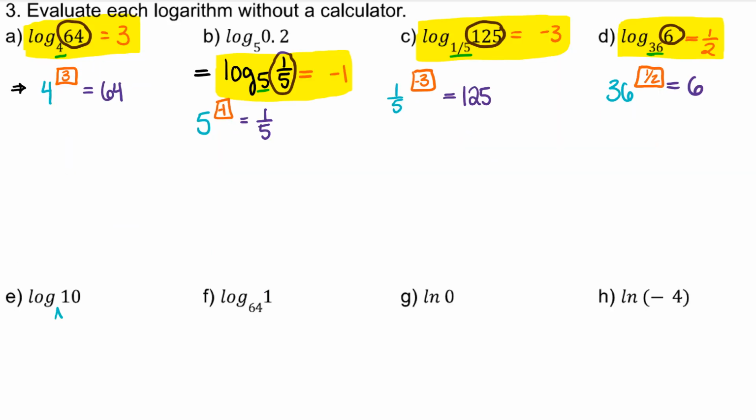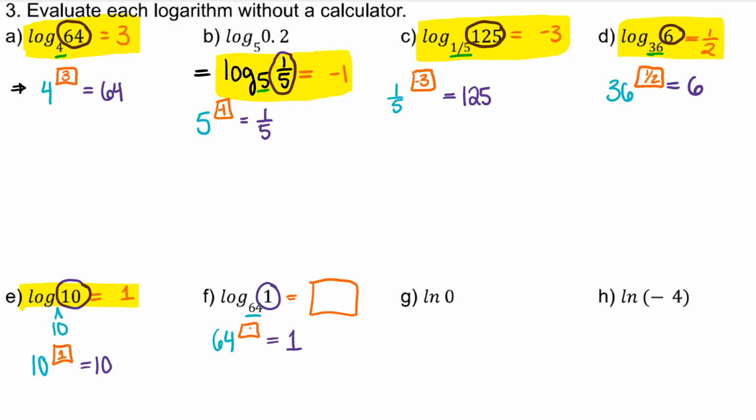Remember that a log with no written base has a base of 10. So this is asking 10 to the power of what is equal to 10? That would be 1. Part F is asking 64 to the power of what gives you 1? Anything to the power of 0 gives you 1. So anytime you take the log of 1, your answer will be 0. And anytime your base matches your argument, your answer will be 1.